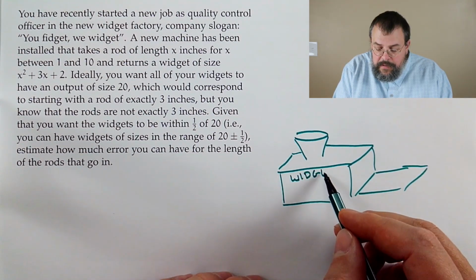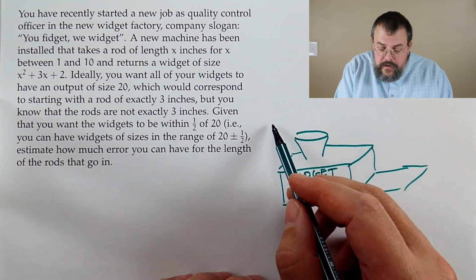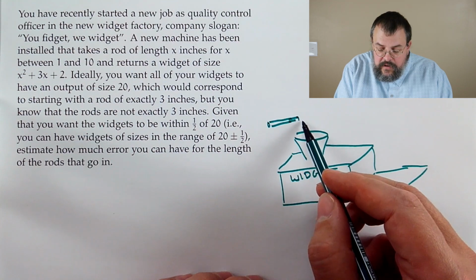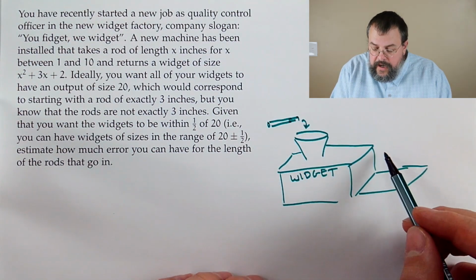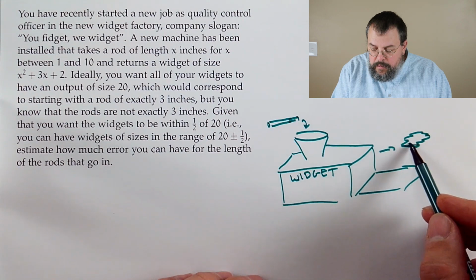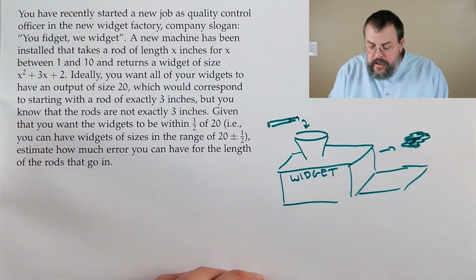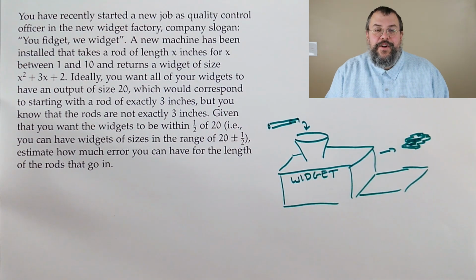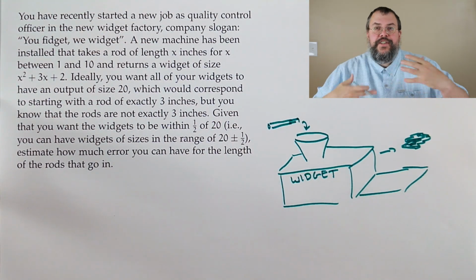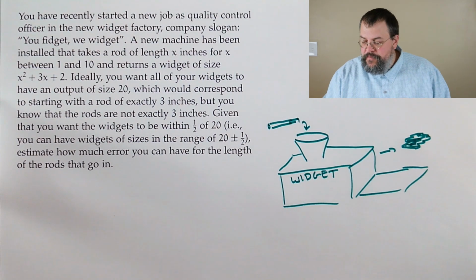And what's happening? Well, you put a little rod in here, of some length that goes into the machine. And out of it comes a widget, which we'll represent as a little bit of a blob here, because I actually don't know what a widget looks like. But okay, so that's the idea. You get some input, something happens, we get an output.